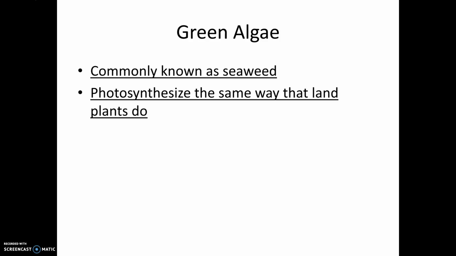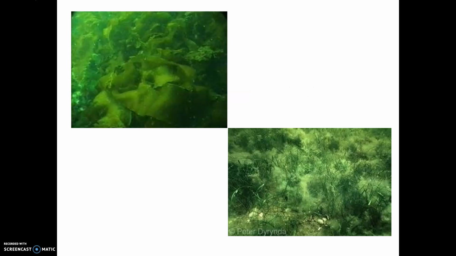So I'm sure many people are familiar with what seaweed looks like. So we can see these long, kind of flap-like seaweed, and then we can also see some of our seagrass-looking protists in the bottom here. So this is going to be our green algae.